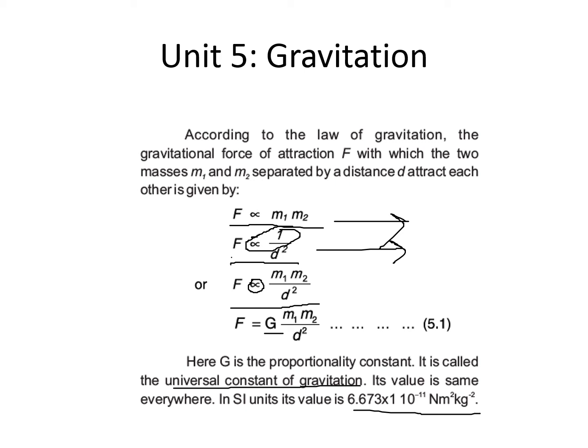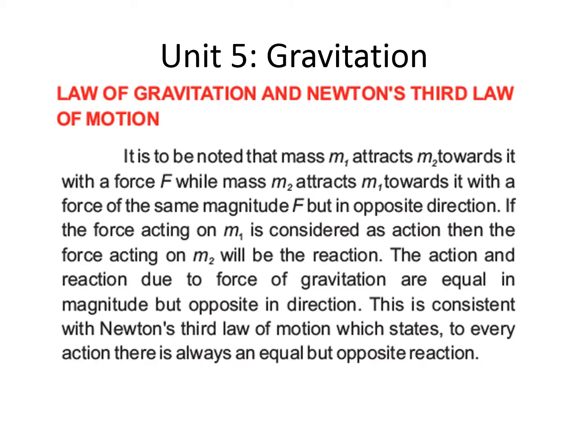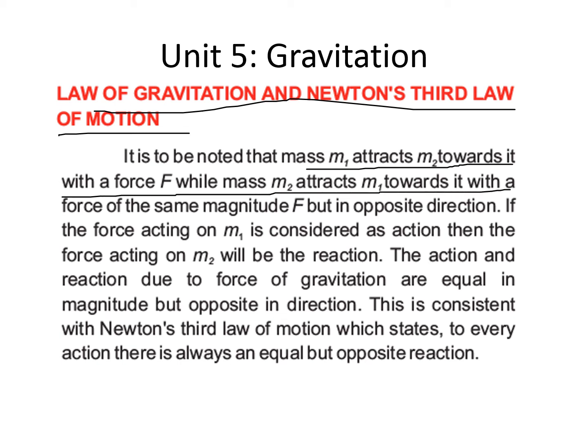universal constant of gravitation. So as we discussed, the two masses have a force of attraction between them, and it is inversely proportional to the square of the distance between them. So this law of gravitation and Newton's third law of motion are also interlinked with each other. How? It is to be noted that mass m1 attracts m2 toward it with a force F, while m2 attracts m1 toward it with a force of the same magnitude but in opposite direction. So why is there the same magnitude of force but the direction is opposite?